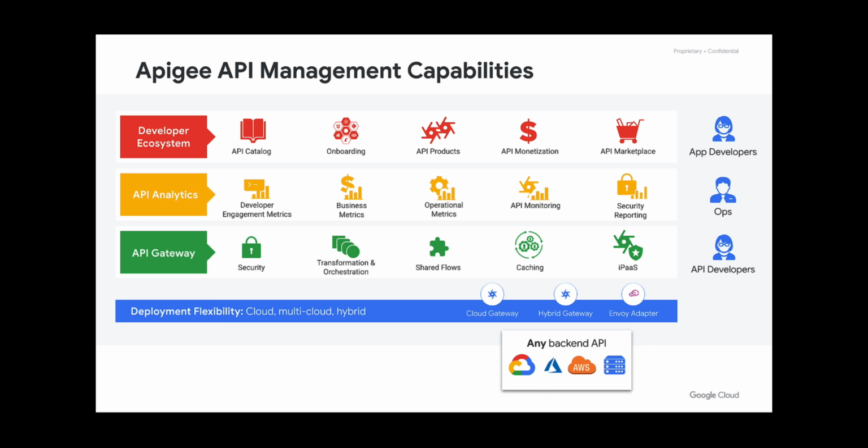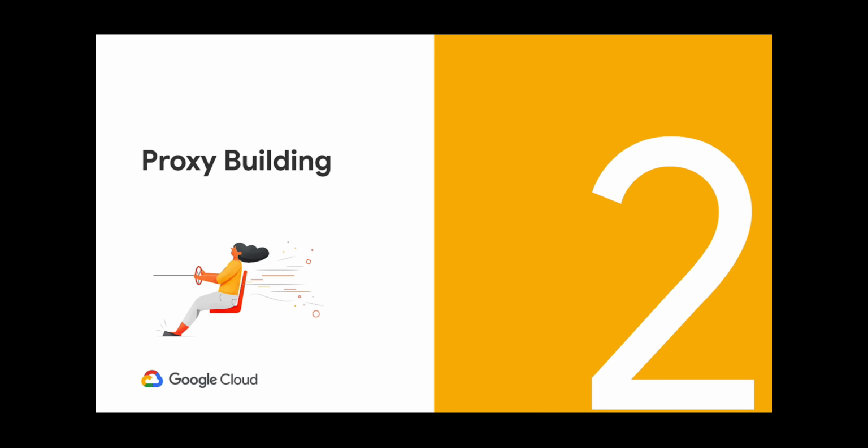We actually have what's called Application Integration, which is an iPaaS platform and an add-on to Apigee as well. And on the deployment side, full flexibility: cloud, multi-cloud, hybrid. We have an Envoy adapter for your workloads which are running on containers. And again, we can really cover any backend API, wherever it may be, with connectivity from GCP.